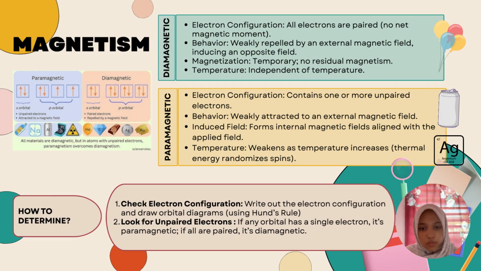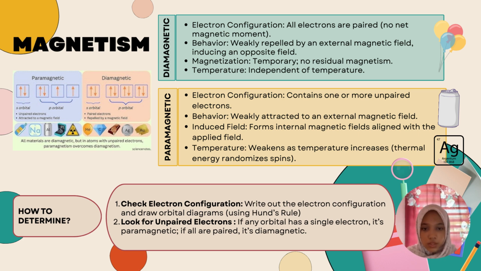We have two types of magnetism. The first one is diamagnetic, and the second one is paramagnetic. In diamagnetic materials, all electrons are paired and there is no net magnetic moment. The behavior is weakly repelled by an external magnetic field, inducing an opposite field. The magnetization is temporary with no residual magnetism, and it is independent of temperature. Examples of diamagnetic materials are gold and helium.